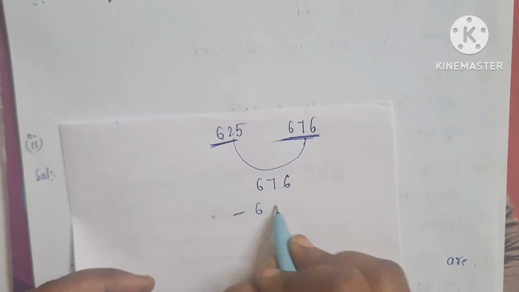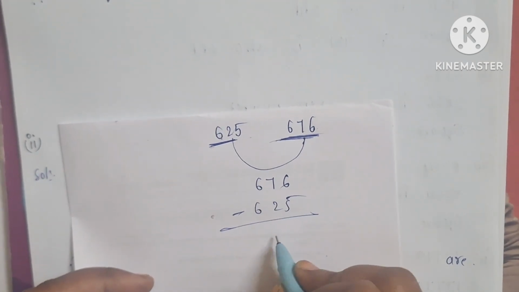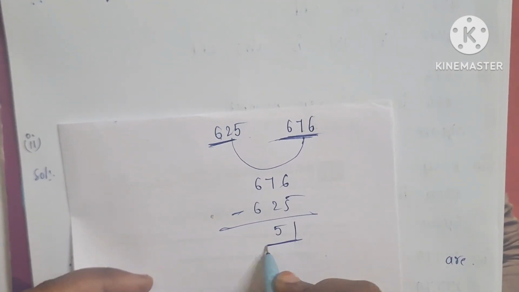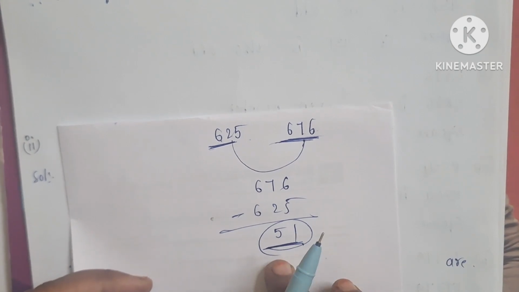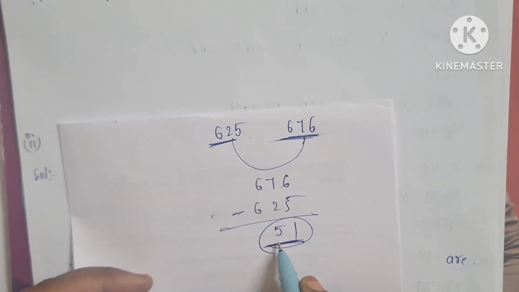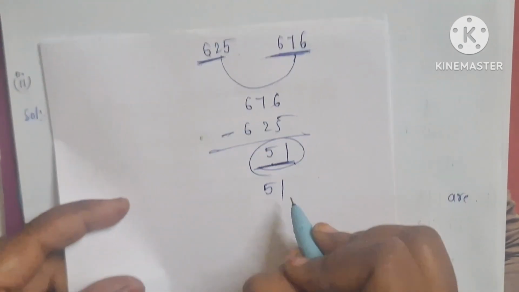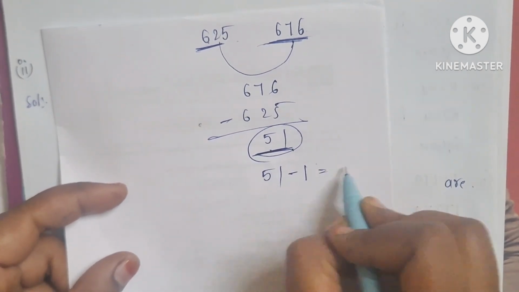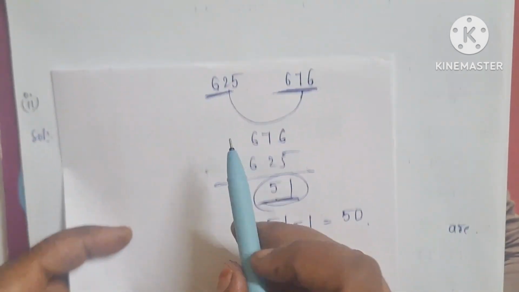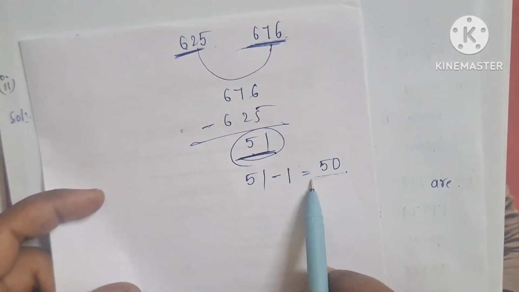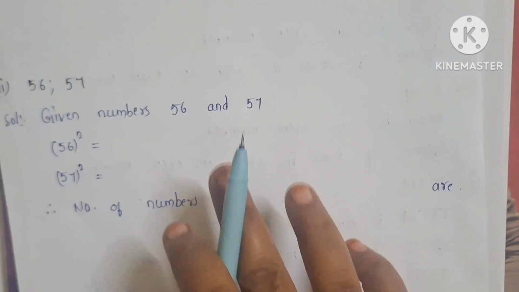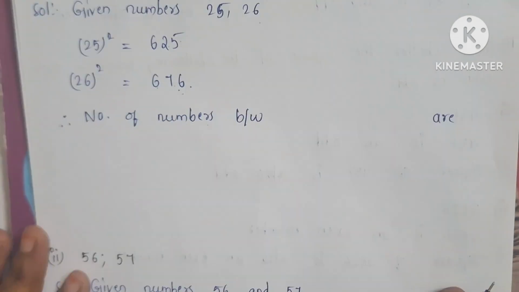676 minus 625. So what do you get here? 51. So you need to subtract 1 from the difference. What is the difference here? 51 is the difference. Subtract 1, 51 minus 1, that is 50. How many numbers are there in between 625 and 676? 50 numbers. In the same way, we are going to solve the next two problems of this bit also.